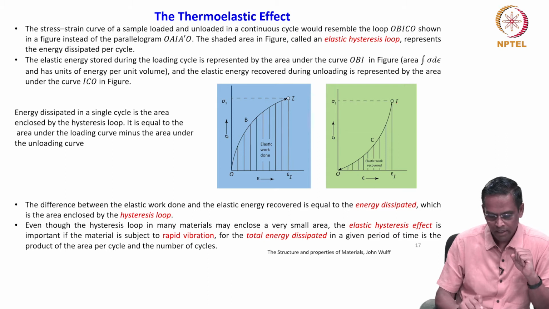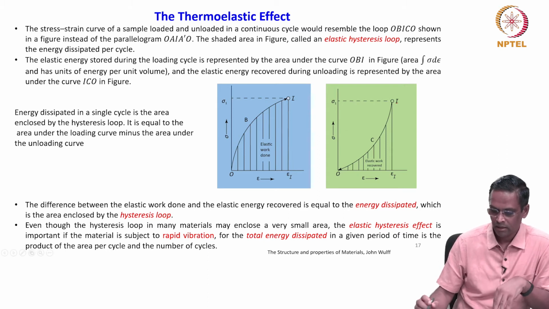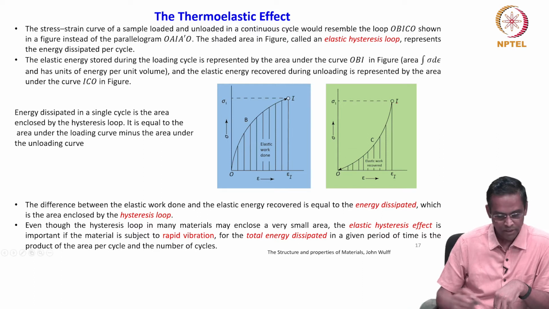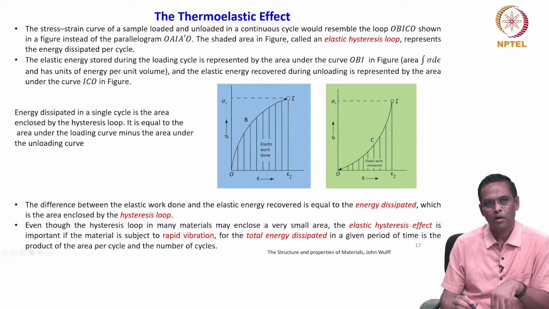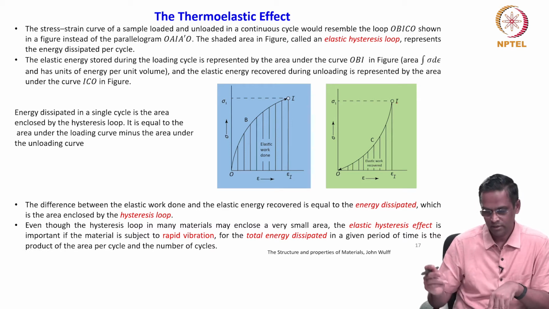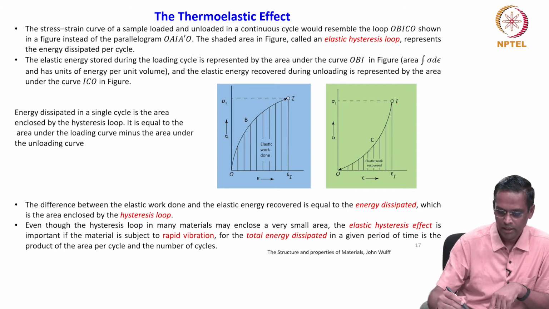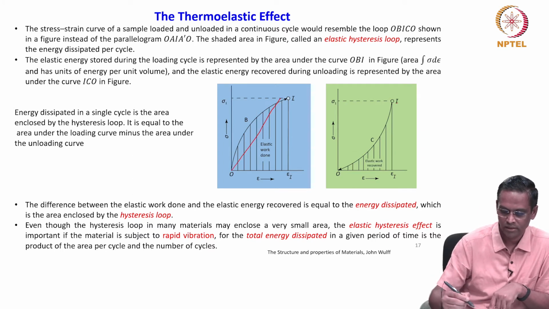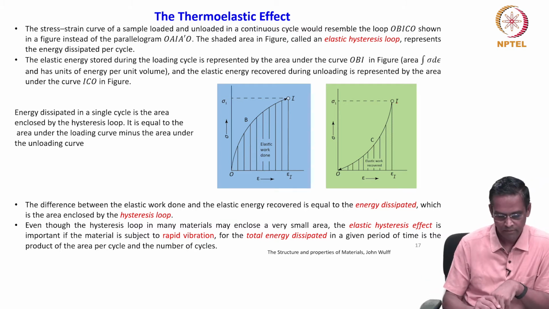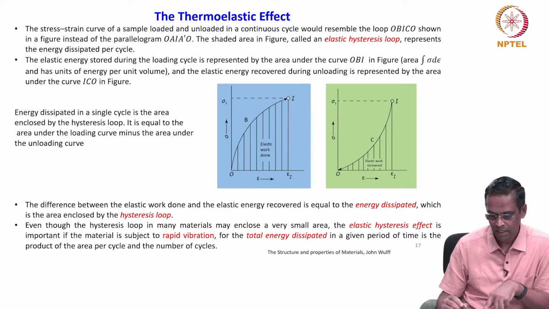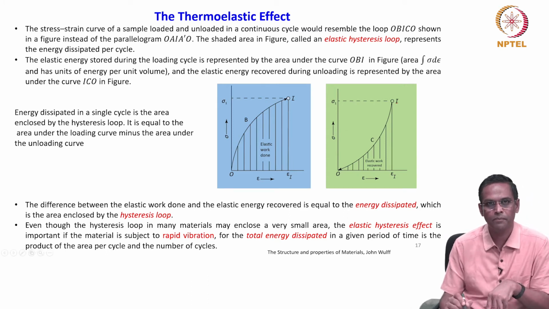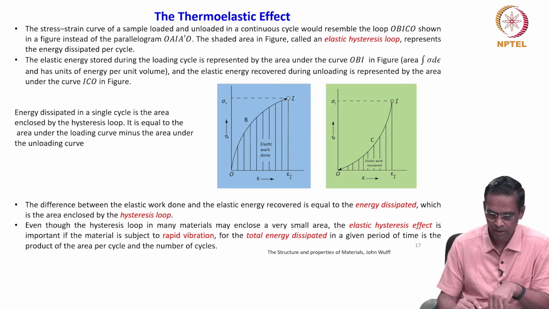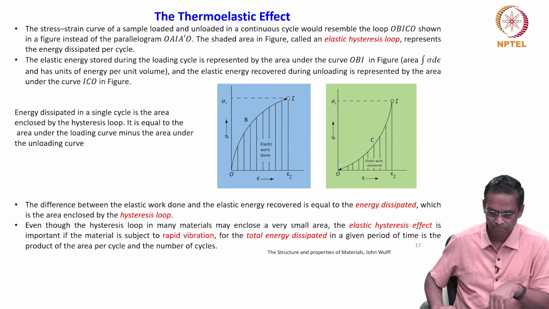Even though the hysteresis loop in many materials may enclose a very small area, the elastic hysteresis effect is important if the material is subject to rapid vibration. So, we have to remember that even though the area enclosed in this kind of curve is very small, it is important when the material is subjected to rapid vibration, for the total energy dissipated in a given period of time is the product of area per cycle and the number of cycles. So, this also we will see as we proceed.